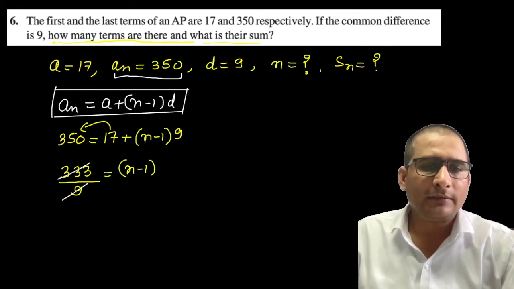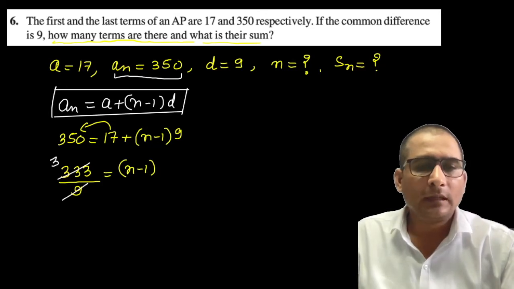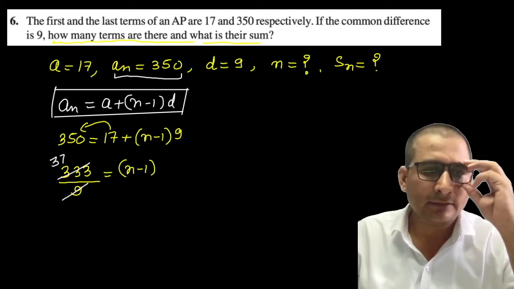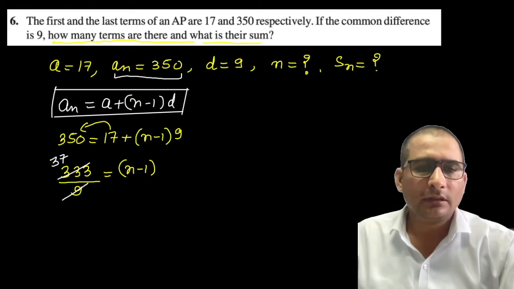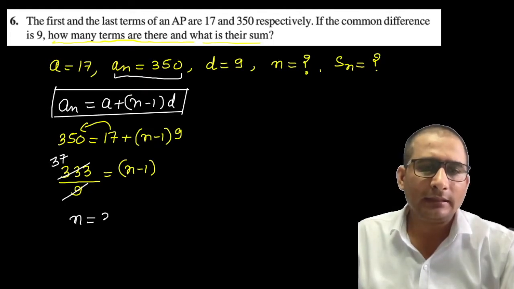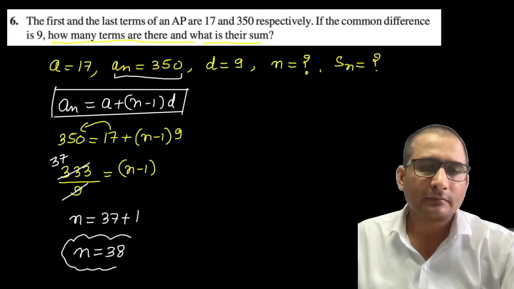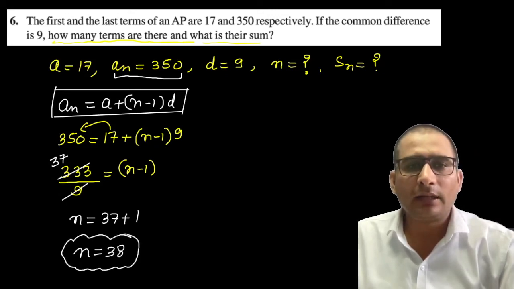9 3 जा 27 and 9 7 जा 63. So n in this case is 37 plus 1. So the value of n is 38. n की वैल्यू 38 आ जाएगी.